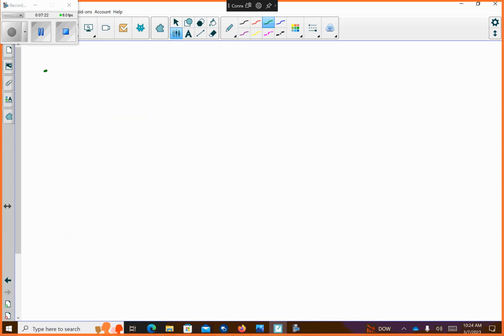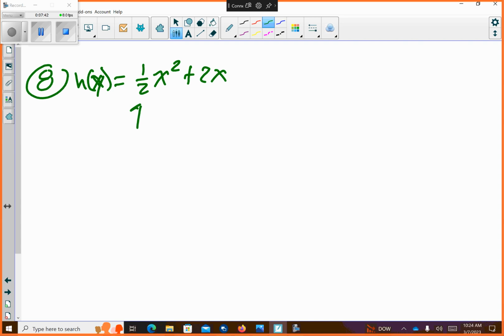Let me see what it says. Equals 1/2 x squared plus 2x. So that's all it is right there. h at x. I would think this is a skip, because it's going to deal with more fractions, so we're not going to worry about it.